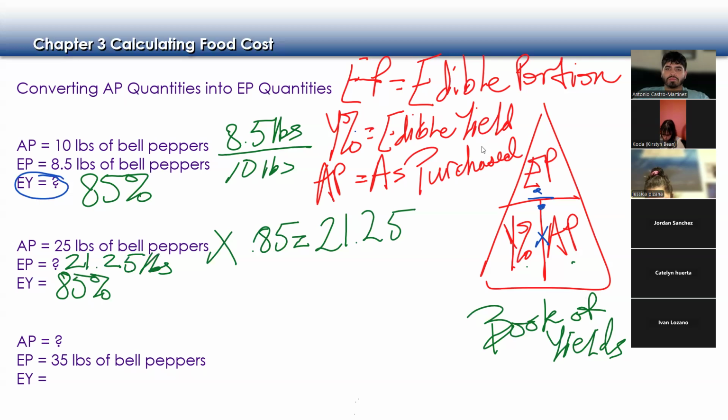So if I have a recipe that calls for 22 pounds of bell peppers, can I just order 25 pounds and be done with it? No, because I'm going to be short 3/4 of a pound. That's why it's important that you understand the concept of edible portion, because we're going to lose product.